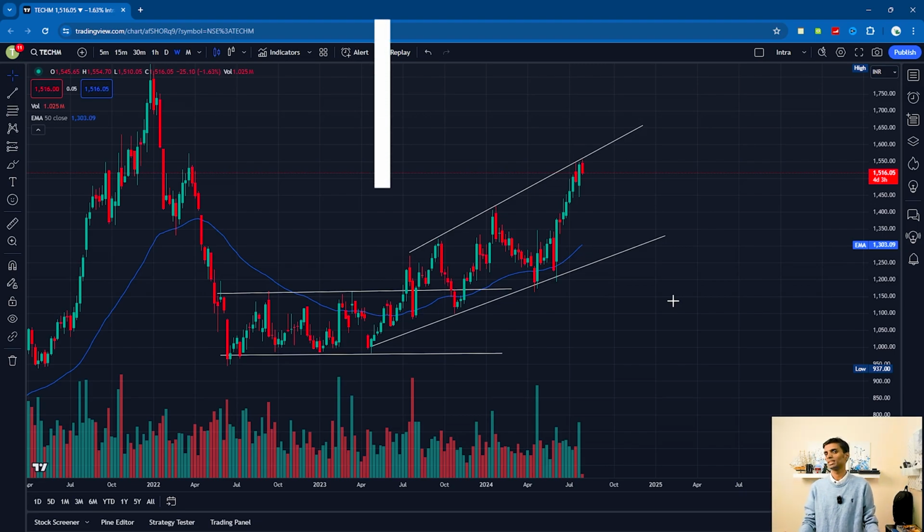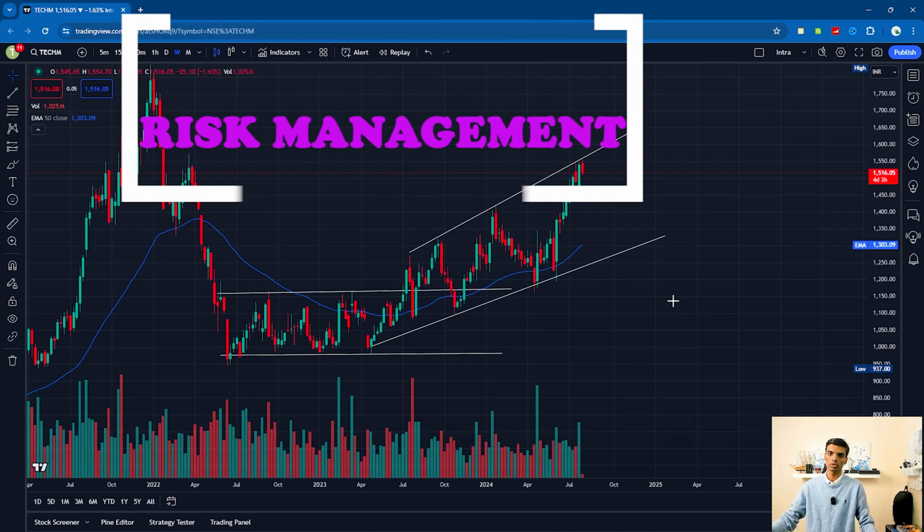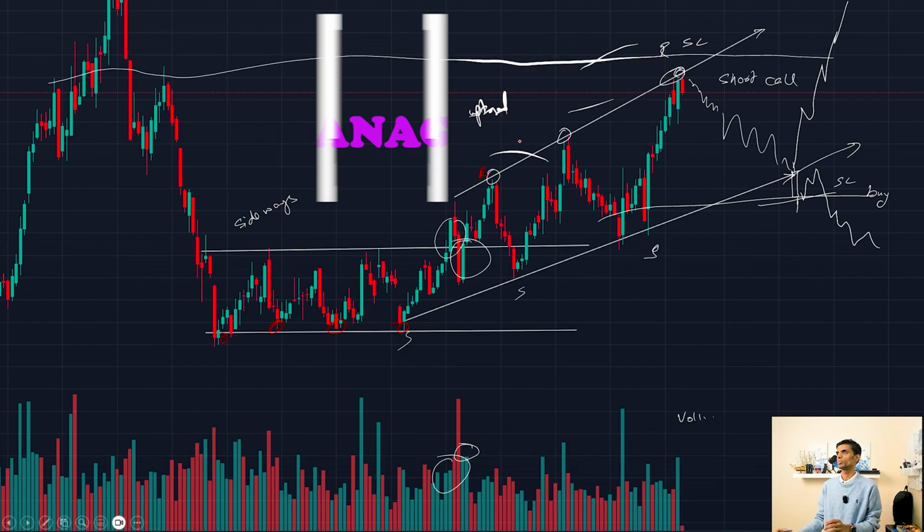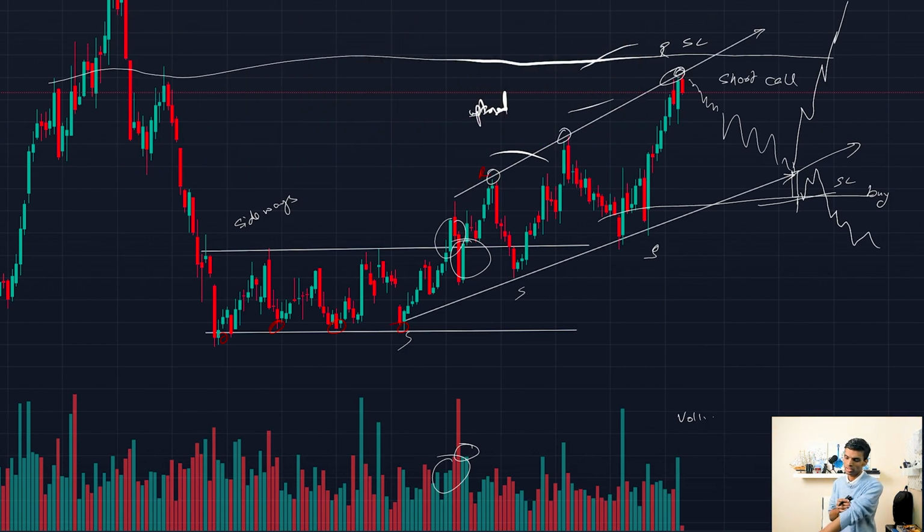Do not force yourself to take the trade, or do not force yourself to mark the support and resistance. If there is no support or resistance, do not force yourself to mark it. The reason being it could lead to a loss, right? And the second thing is always look for the risk to reward ratio. So if you are risking 1 rupee, then the reward, or let's say the profit, should be 2 rupees, right? So always look for the risk and reward.